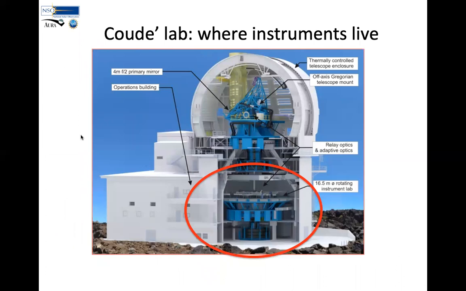So this is the Coudé lab, because it's a Coudé focus, right? And that's where the instruments live. It is a platform of 16 meters diameter, which rotates. Why does it rotate?